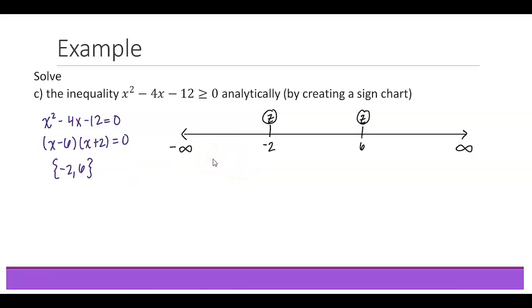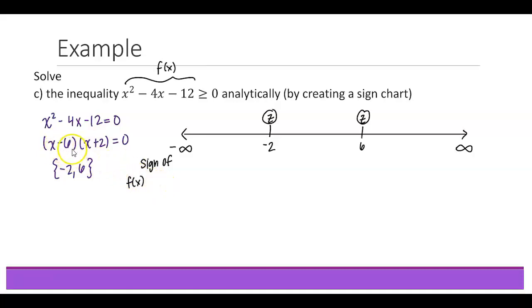Now what we need to do is figure out over each interval, so from negative infinity to negative 2, and from negative 2 to 6, and from 6 to infinity, what is happening to the function? Is the function positive or negative over each of those intervals? So we are interested in the sign of the function. Let's call it f of x. So let's go ahead and say this function here was f of x. So I'm interested in the sign of f of x.